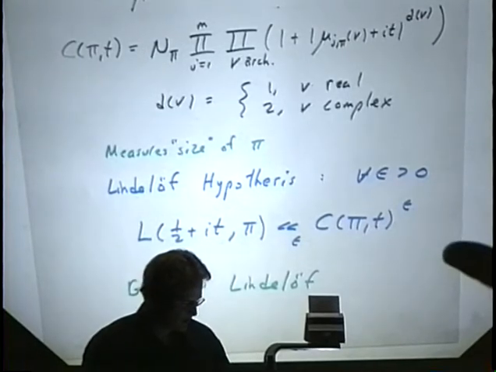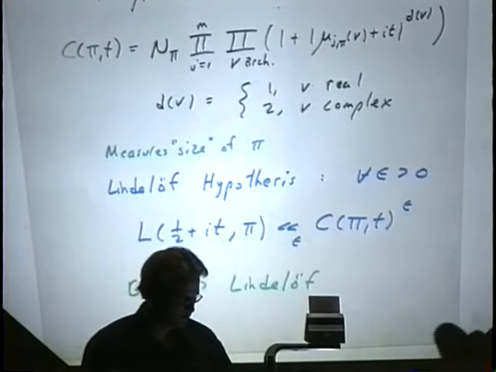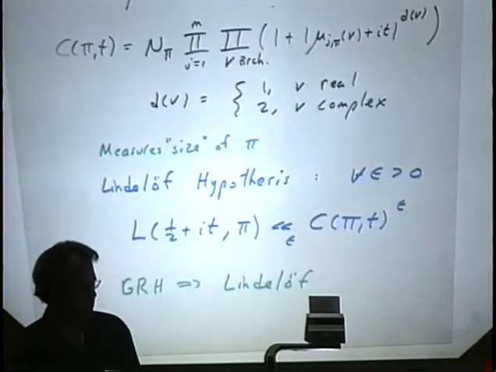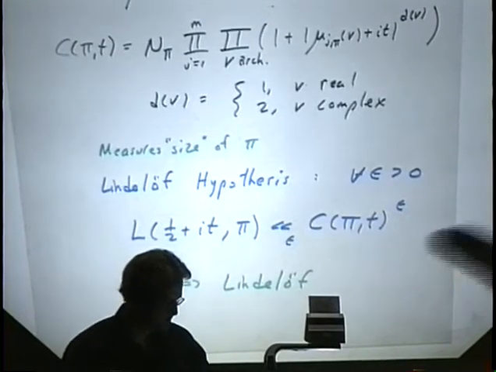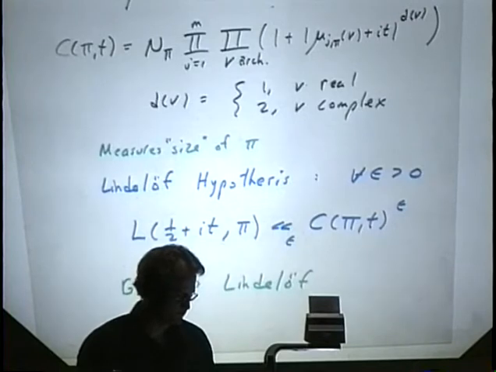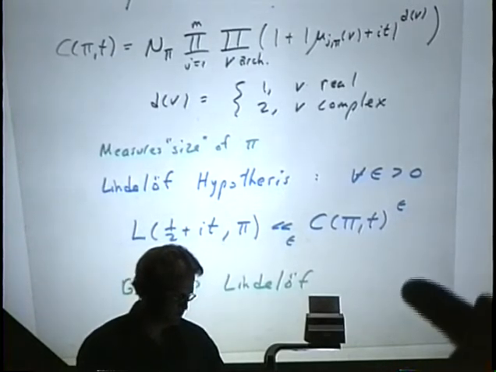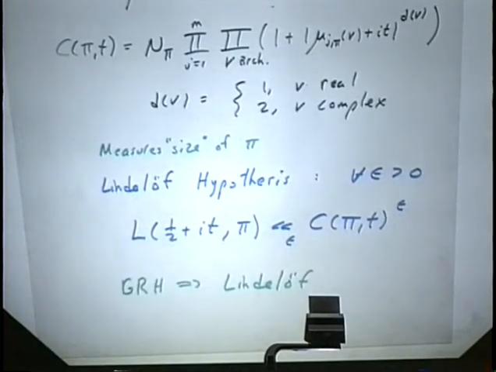And for estimation purposes, the Lindelöf hypothesis is probably the correct thing to look at, and that says that on the critical line, the L-function should be bounded by an arbitrarily small power of this analytic conductor, uniformly in all these variables. And the reason that you expect this to be true is because it follows from the Riemann hypothesis, for example.